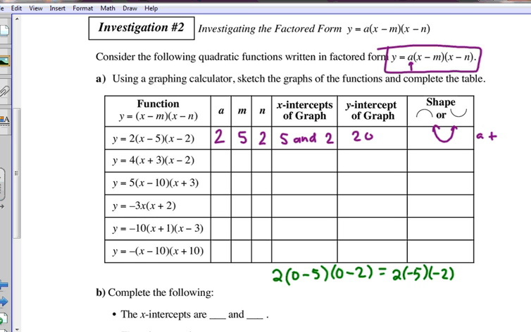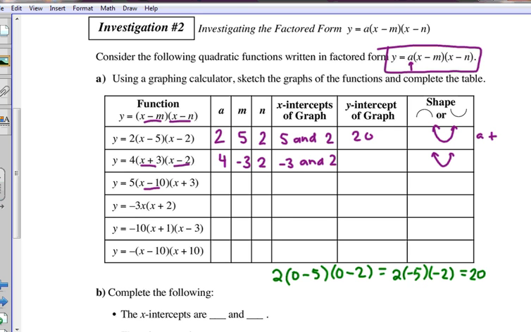So positive 20. Okay? What's your A value for the next guy? 4. So he's going to open smiley face. What's your M value? -3 and +2. So the intercepts are -3 and 2. Can you see, Stacy? Do you need to move over somewhere? Okay, because here are x-intercepts. And we just need to switch the sign.